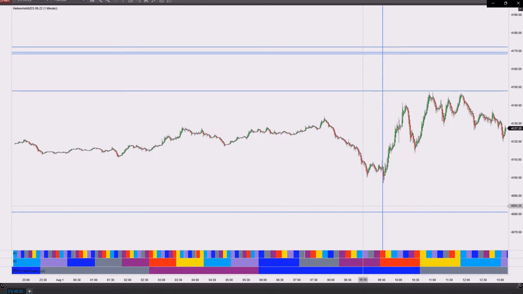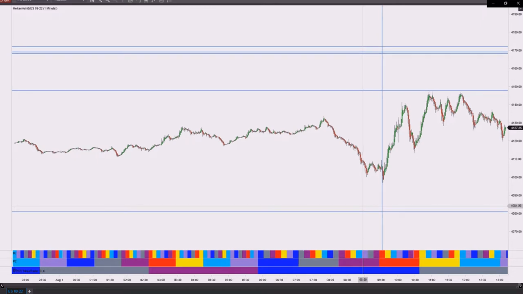Just want to give an update on price projection. Now, I've given enough information out on these prior videos that anybody paying attention could reverse engineer what I'm doing here. But anyway, I put a vertical line in here at the start of the session open this morning.